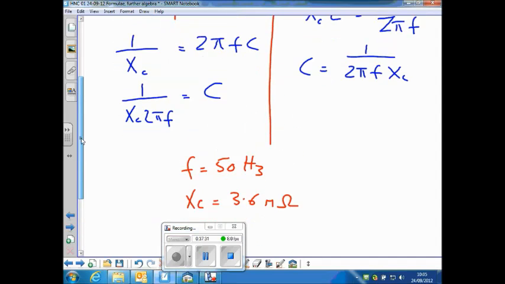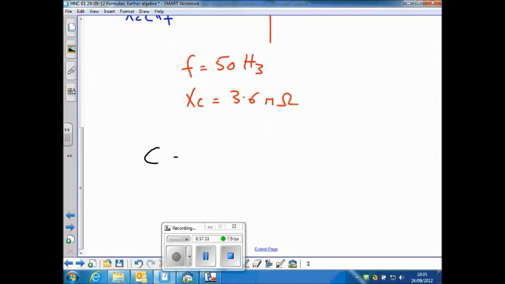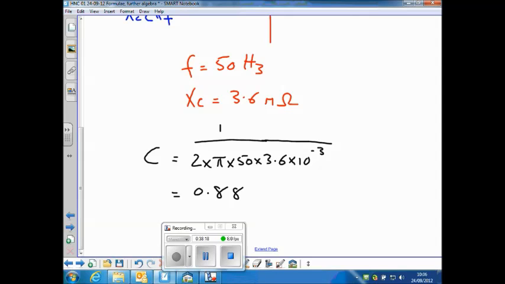So using this formula, again, I'd use the fraction button, probably, and then I could type in 1 over, so I put 1 at the top, and then underneath 2 times pi times 50 times 3.6 times 10 to the minus 3. 0.88, what do we measure capacitance in? Farads. And that would be to two significant figures, presumably. So never forget to put the unit in, and if you've rounded it, the accuracy.